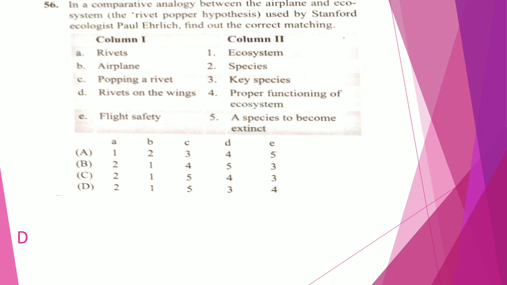Regarding this, you have to match the things. Let us say the answer directly: rivets are the species, the airplane is the ecosystem, the popping of a rivet is a species becoming extinct, the rivets on the wings are key species, and flight safety is the proper functioning of the ecosystem. The answer is D.